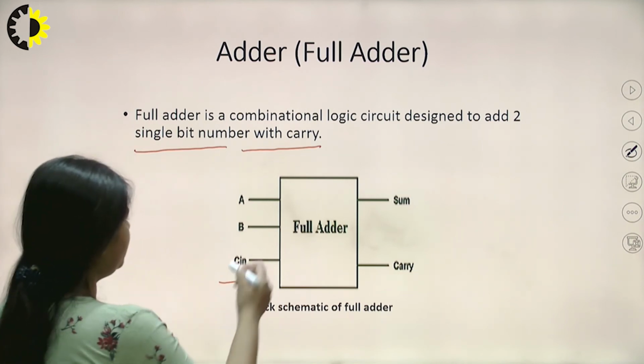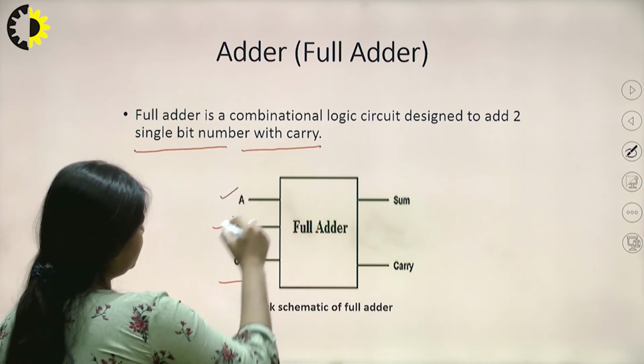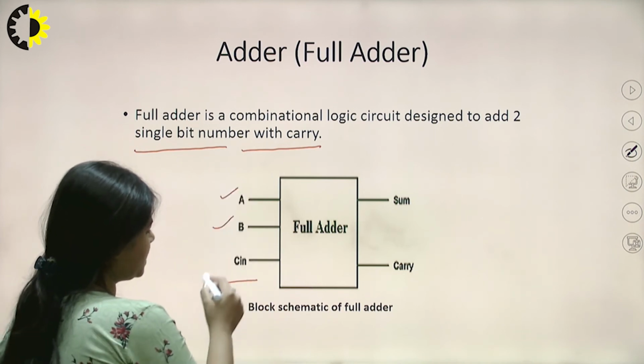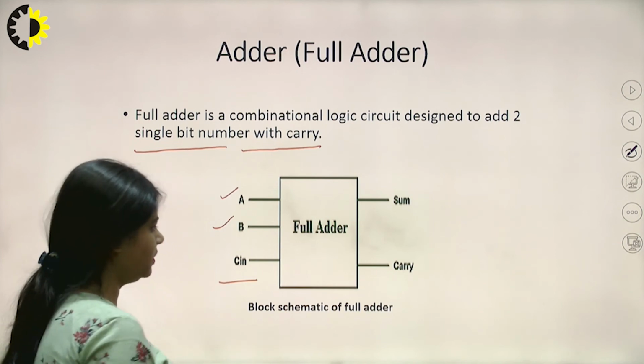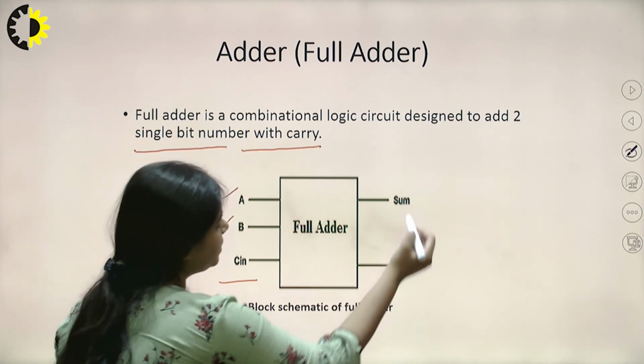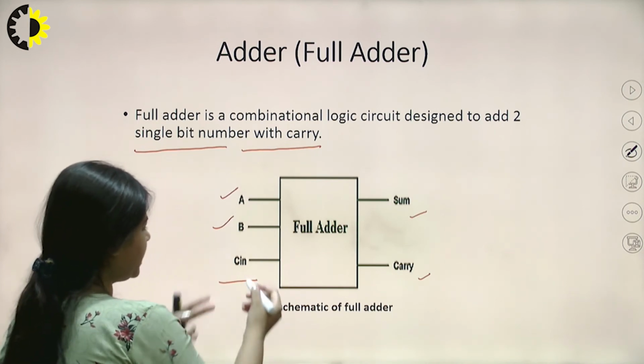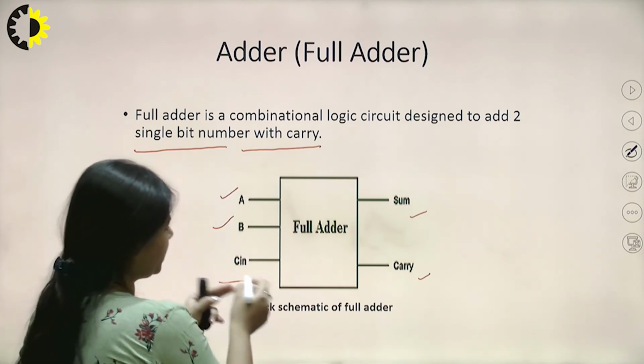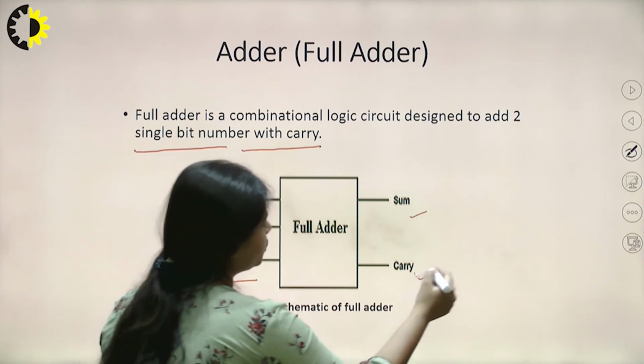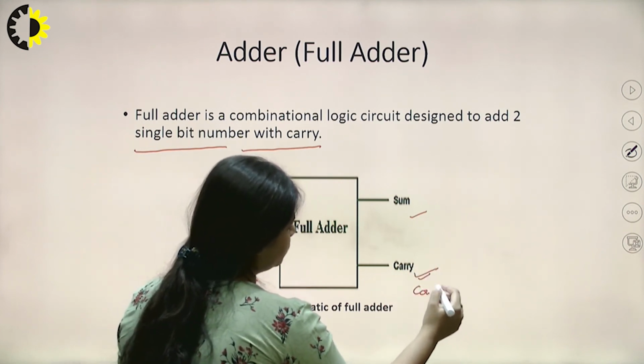Here A and B are similarly the input digits, and C in is basically a carry input. Again we have sum and carry in the output, but we will write C in because this is the input carry, and this is the output carry, so we can also write it as C out.